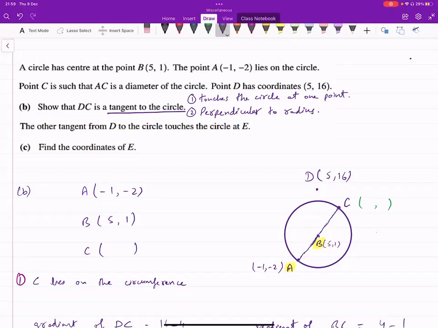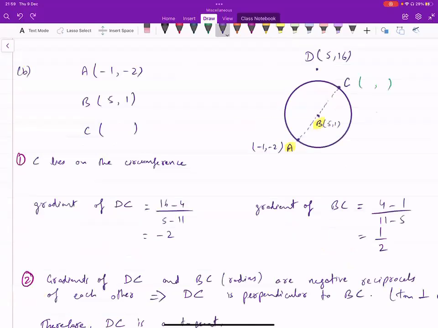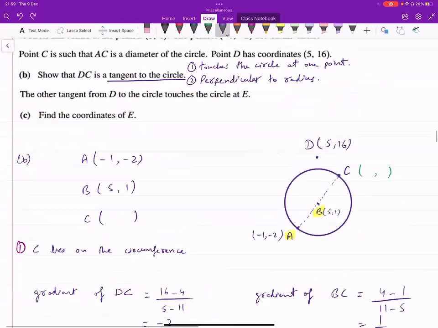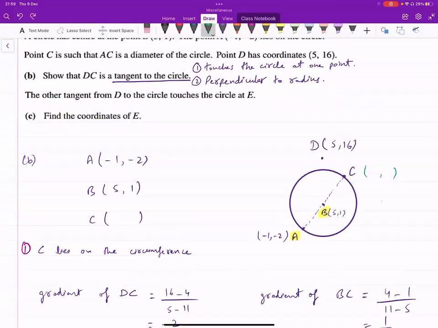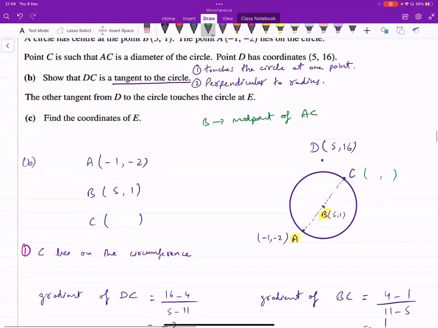A एक side पर होगा, C is going to be directly on the opposite side. So इसका मतलब क्या है? B is the midpoint of AC, right? The point B is actually midpoint of AC, right? Like we did in the coordinate geometry revision video. We can find the coordinates of C using the vector method.